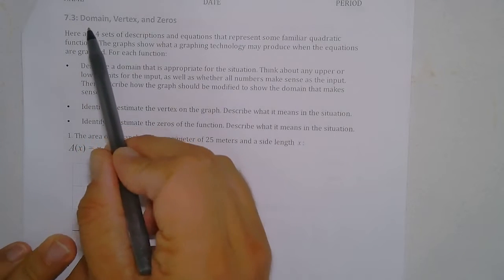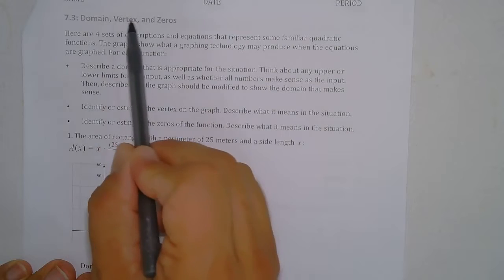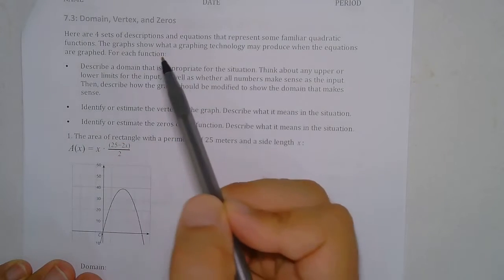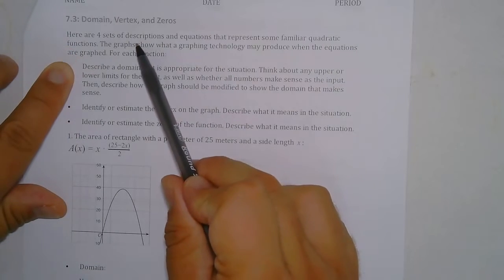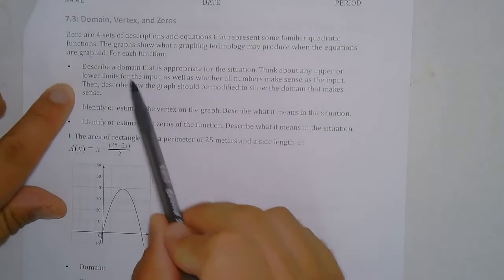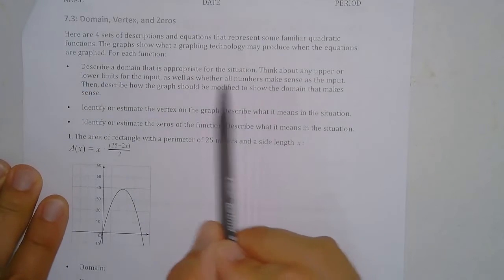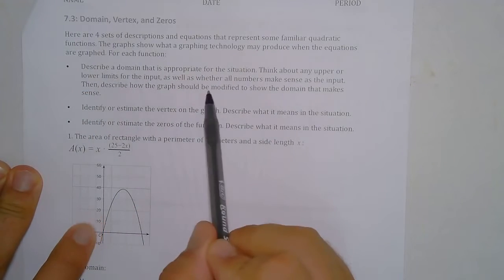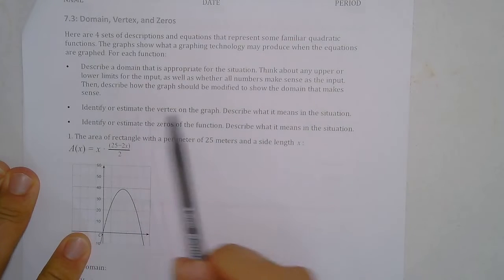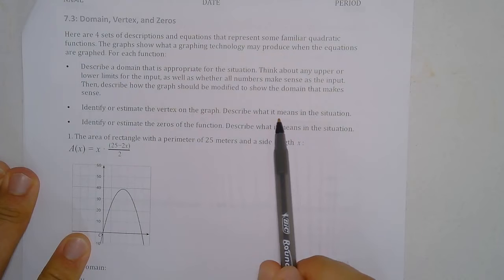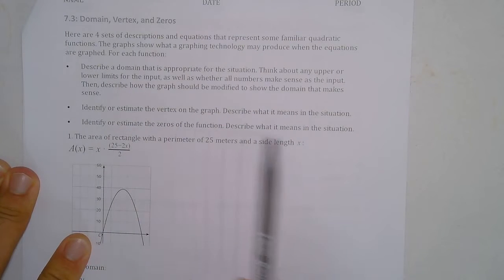So for our third task, we're going to look at the domain of a function, or what x values it could have, the vertex of a function, and the zeros. So here are four sets of quadratic functions. We're going to describe a domain that's appropriate. So we're going to look at the upper limits, lower limits for the inputs. We're going to estimate the vertex of the graph and describe what it means, and identify or estimate the zeros.